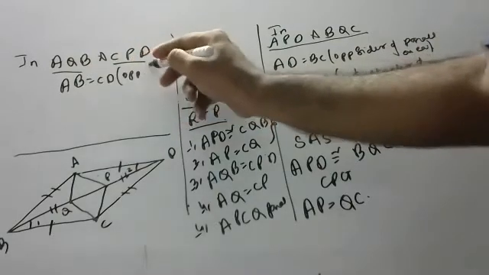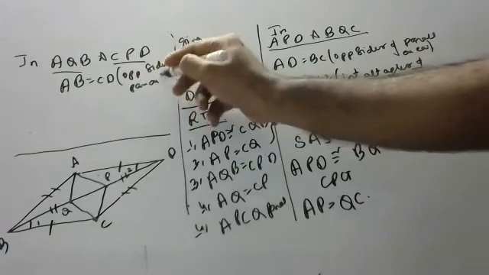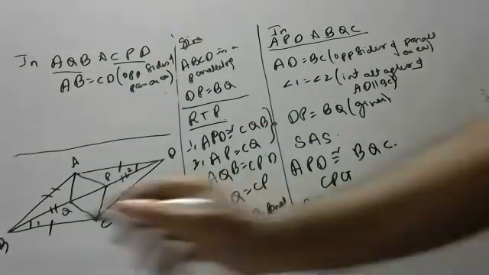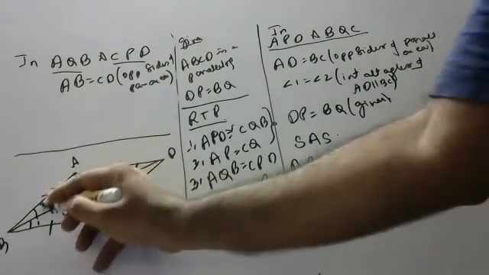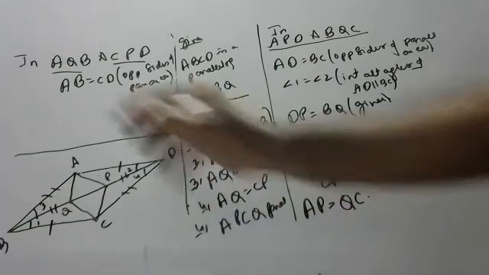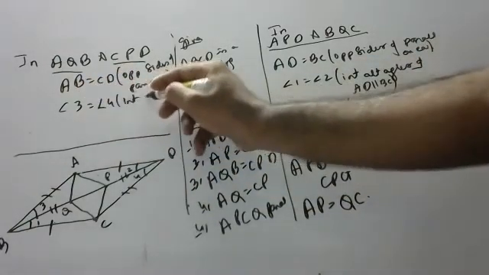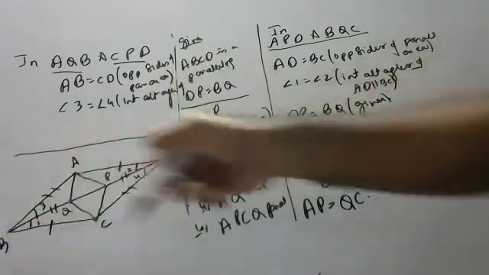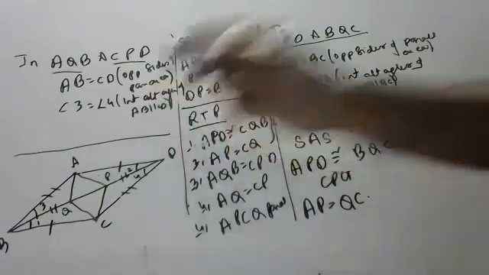Opposite sides of a parallelogram are equal. If you don't write this condition, no marks in the exam. Children, angle 3 is equal to angle 4. Why, children? Interior alternate angles, as AB is parallel to CD. If you don't write this one, children, I won't give marks.